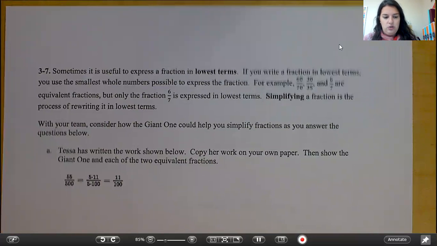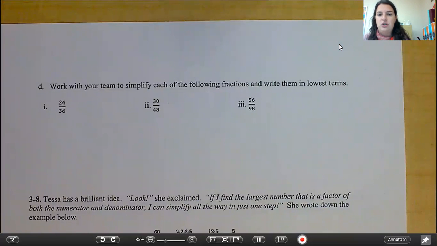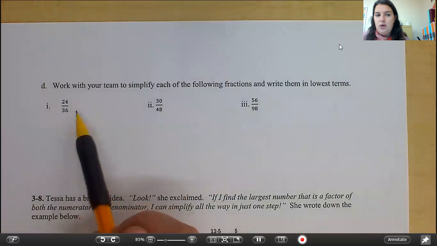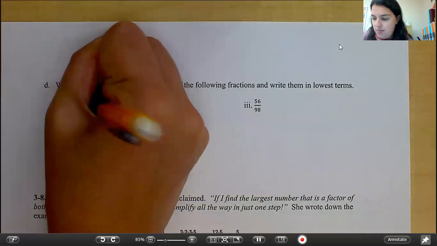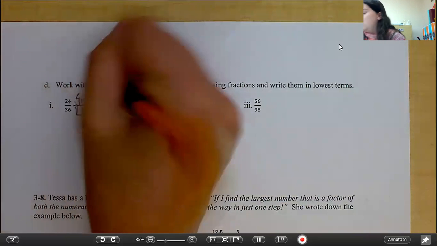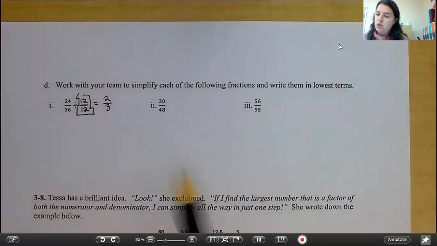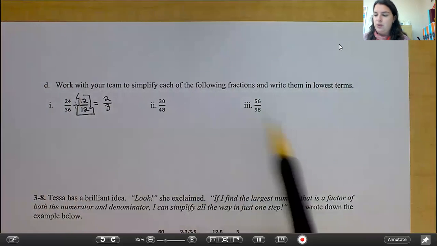So we're actually going to skip down to part D. Part D says, work with your team to simplify each of the following fractions and write them in lowest terms. So we have 24/36. So you need to figure out the biggest number that can go into both 24 and 36. So it's going to be 12. So you're going to divide by your giant 1, 12/12, and you would then get 2/3. And that is 24/36 in simplest form. I would like you to pause the video and try number 2 and number 3.